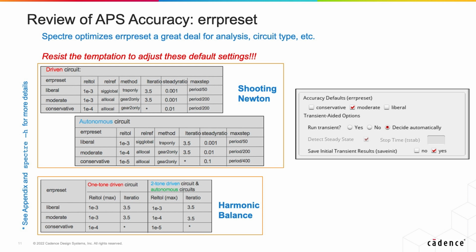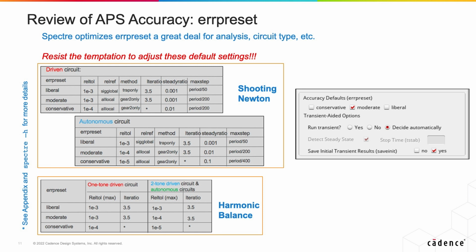What we are trying to get at is, suppose you have a driven circuit and you think, oh, I need a lot of accuracy, I'm going to go to 1e minus 5. I should just be really careful. So don't take those rash decisions unless you're absolutely sure of what you're doing, because Spectre is very focused on accuracy.